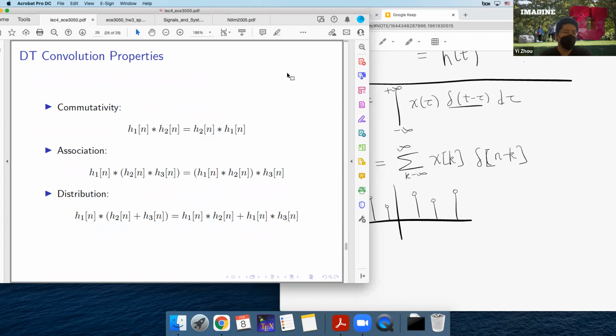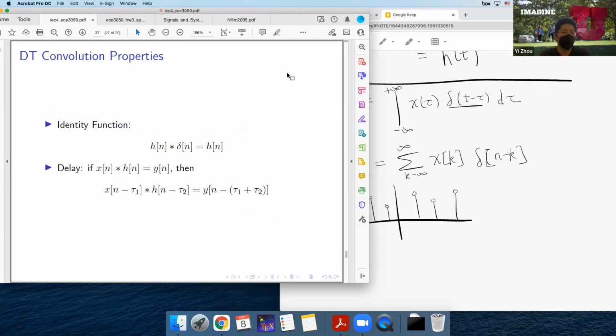And for discrete convolution, we have exactly the same properties as what we have for the continuous convolution. Commutative, associative, distributive, everything is the same. And we also have this very fundamental property. Any discrete signal convolved with the discrete impulse is the signal itself.